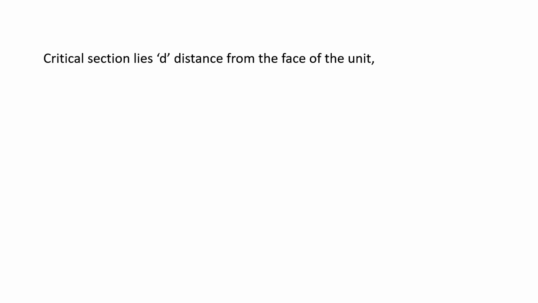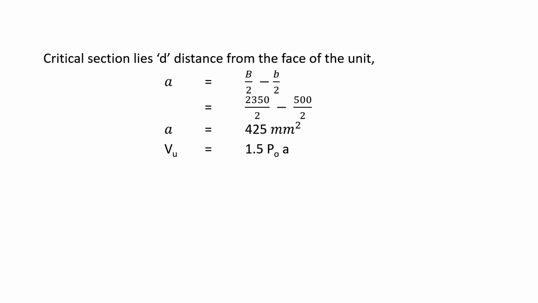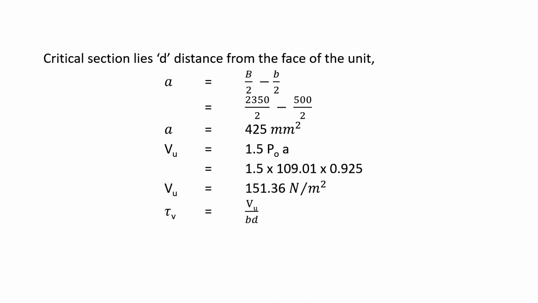Then for square footing, the critical section lies from the face of the column. So A is equal to B by 2 minus small b by 2, that is A is equal to 925 mm. And check shear: Vu is equal to 1.5 into P naught into A, that is Vu is equal to 1.5 into 109 into 0.925, that is 151.36 kN. And check tau is equal to Vu by bd. By substituting the value we will get the d value, that is 320 mm.